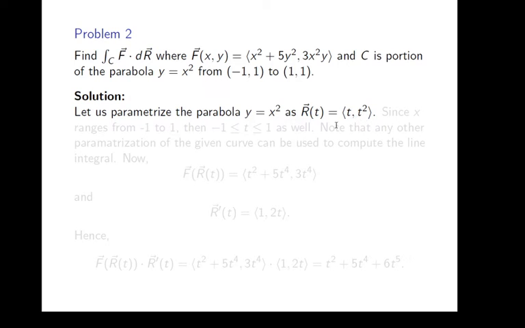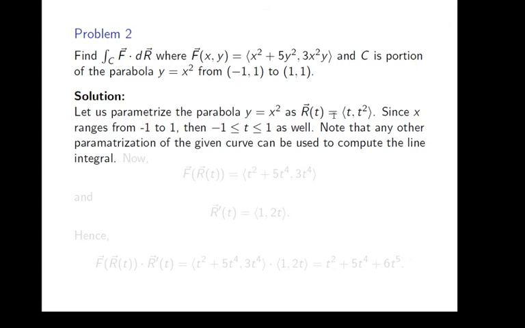Now, since in the problem x runs from -1 to 1, here t will also run from -1 to 1. Note that any other parameterization of the given curve can be used to compute the line integral. Okay, so now let us use this parameterization r of t to compute this line integral.